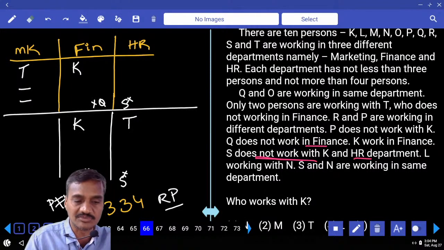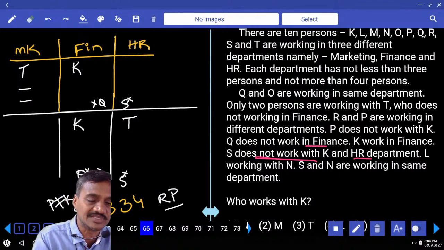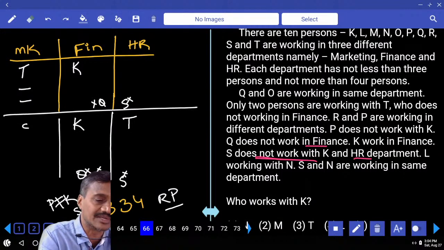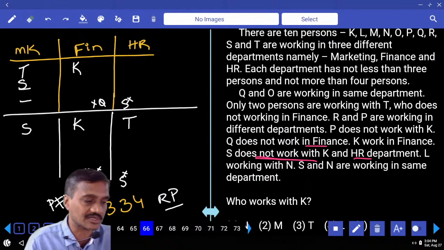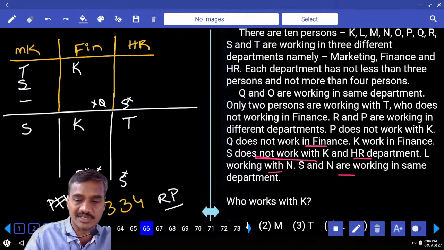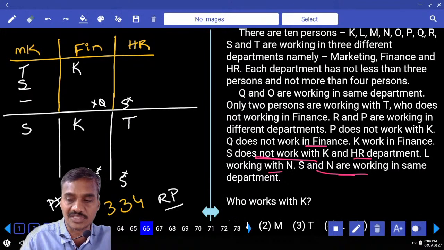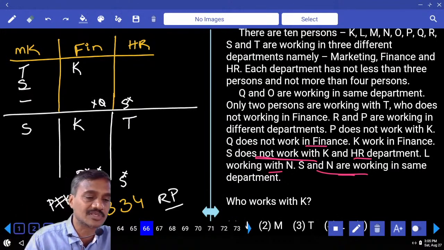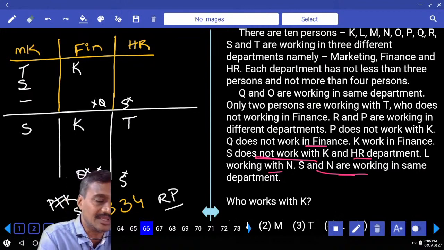Then what is the possibility we have? S cannot be in finance as well, and S must be in marketing. And now S is in marketing. And next one, L works with N. L, S and N are working in the same department.